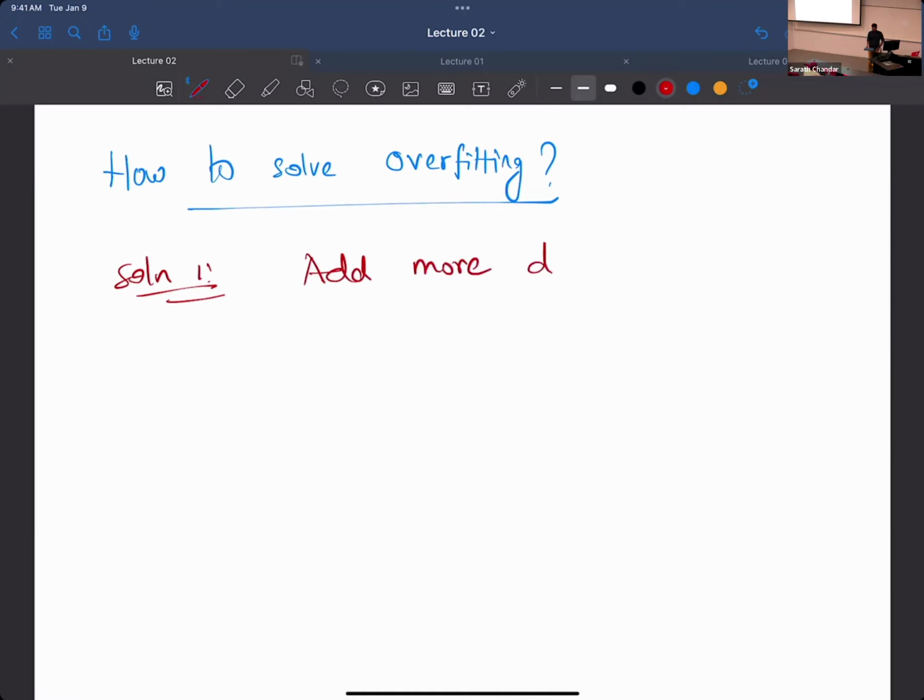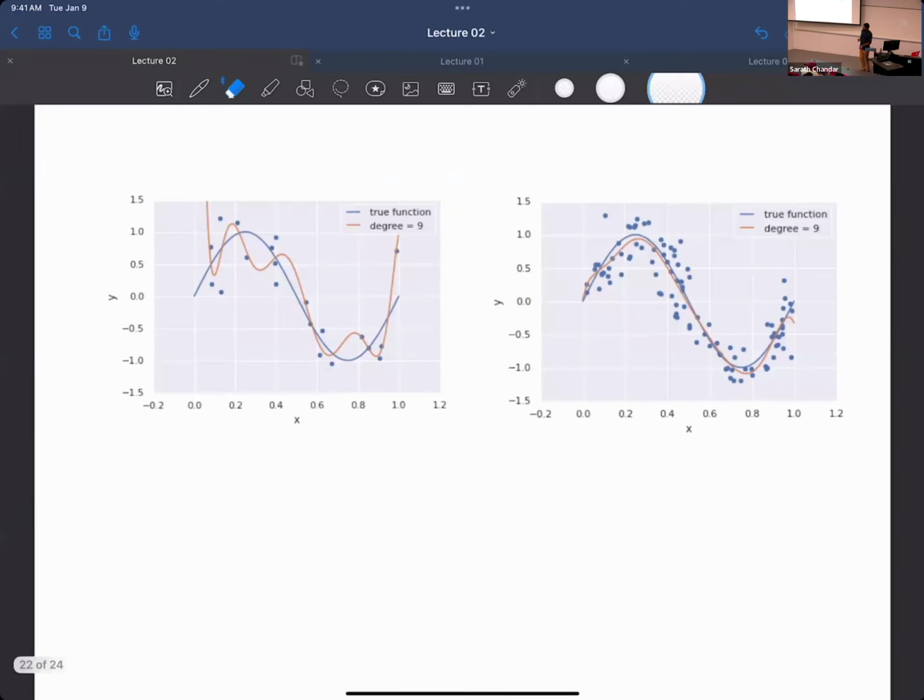Can someone else tell me why adding more data would help with the overfitting problem? I'm going to randomly pick people. Okay, so yeah. Yes, the more data points you have, a 9-degree polynomial cannot fit everything, right? So now it will start making sacrifices. Let's say instead of 10 examples, I have 100 examples. Okay, so this is how it's going to look.